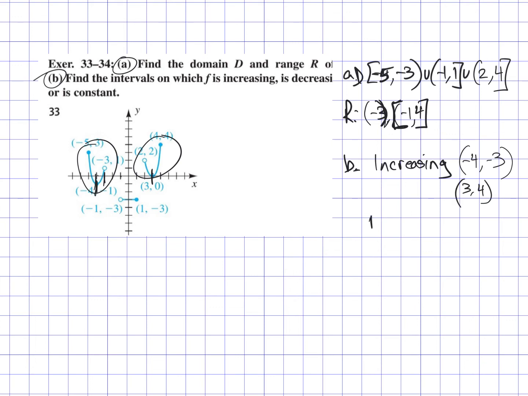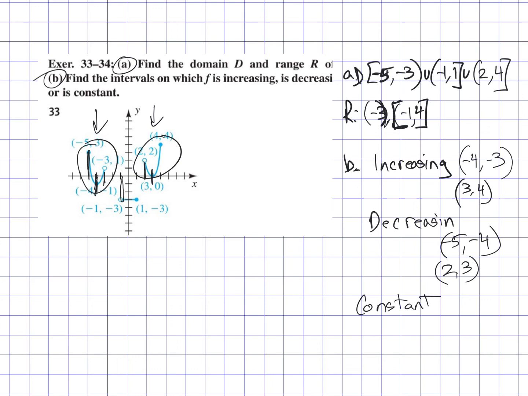And then let's do decreasing. So it's decreasing in this first section from -5 to -4. And in this picture, it's decreasing from 2, make sure you use the right coordinate, 2 to 3. And then constant, the function is constant from -1 to +1.